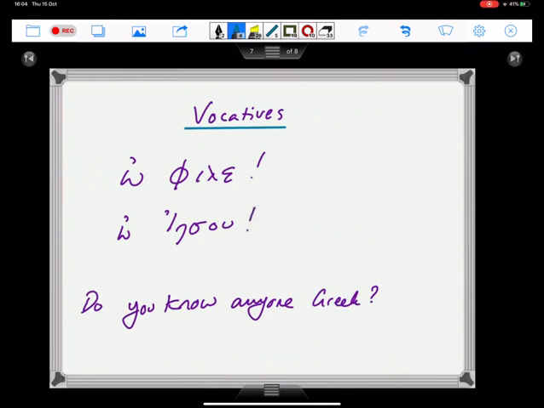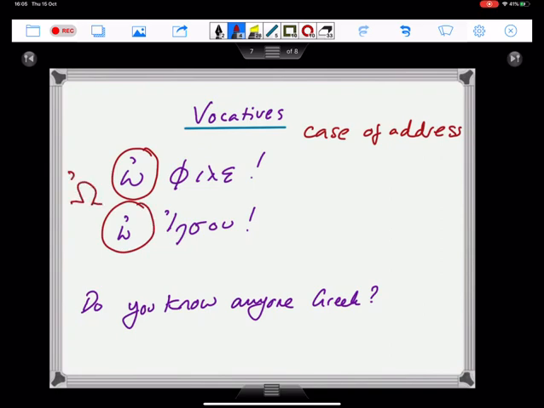The next case is the vocative. The vocative is the case of address. The article, the word for O or the, is always going to be in omega. And in capitals, that looks like that. O phila, friend. O Yesu, Jesus.